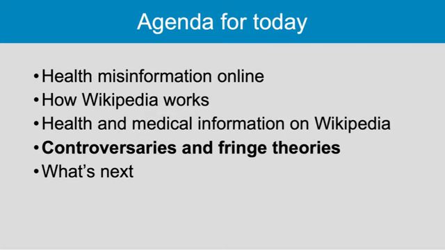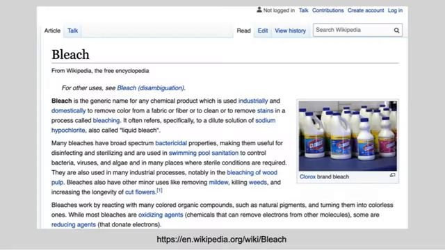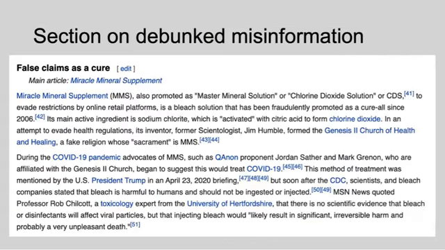So next, I want to talk a little bit about controversies and fringe theories. This would be about controversies that are external to Wikipedia, and then also controversies about Wikipedia in general. Articles may include debunked misinformation when secondary sources have covered that topic. To circle back to that piece of misinformation that circulated about bleach in the Ebola times, and now with the coronavirus pandemic, we've seen these conversations about quote unquote bleach cures go around, and the article about bleach does include a section on that debunked misinformation.